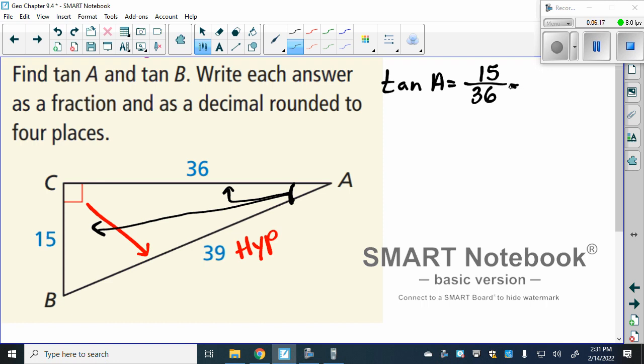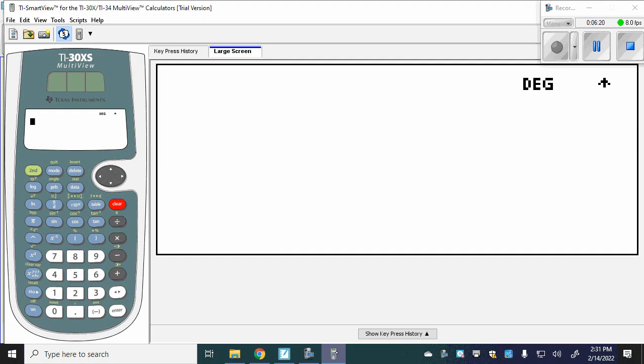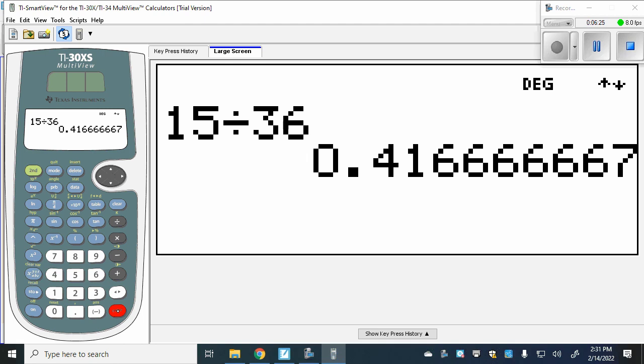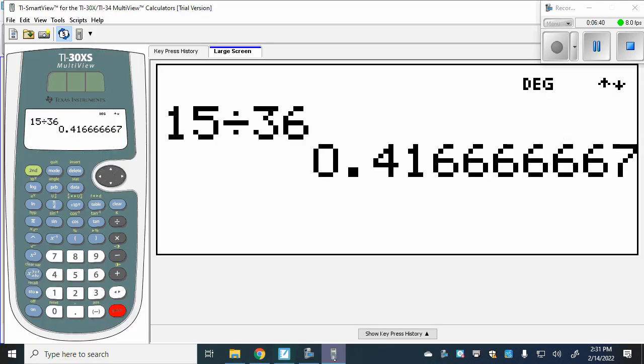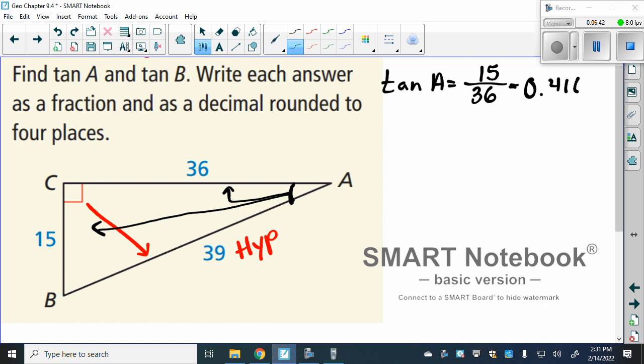At this point, we just need to plug this into a calculator: 15 divided by 36, which would give us 0.416666666. So 0.4167, because if we're going to 4 decimal places, the next 6 would cause us to round up. Any questions on how we found tangent A?